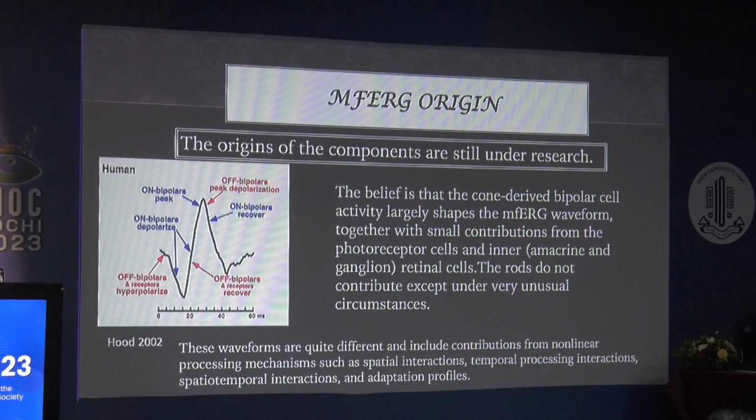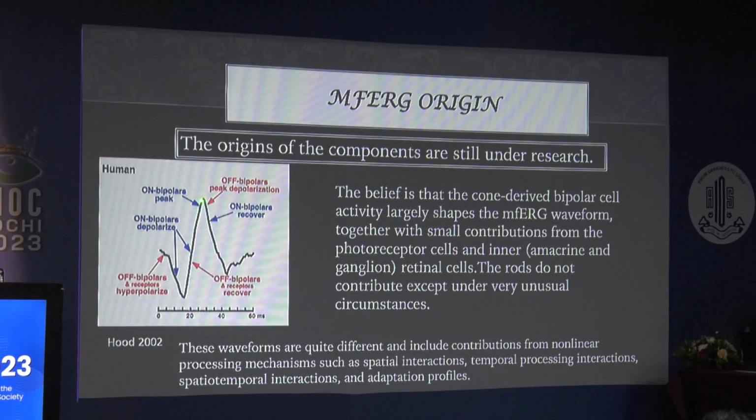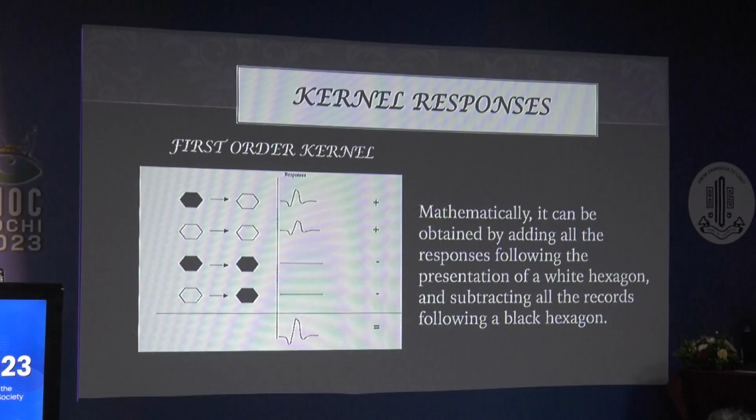If you talk of origin, just like the A wave of full field ERG, this N1 from the multifocal ERG has an origin from the photoreceptors and the off bipolar cells, and this P1 also comes largely from the on and off bipolar cells with very little contribution from the photoreceptors. So this is something which, if you really go into detail, the main thing to remember is it does not only depend upon whether the given flash was bright or dark.